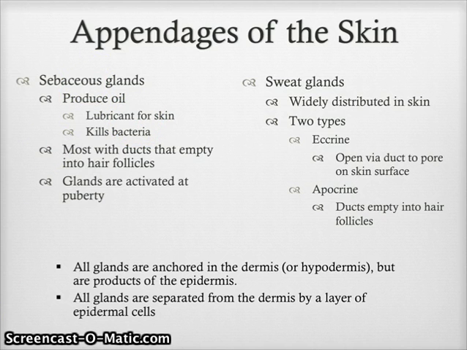Now, sebaceous glands are what produce the oil. Sebaceous glands, this oil works with our skin to help act as both a waterproofing barrier, and it works with some of the other substances we secrete to create a bacterial barrier. Okay. Now, some of these in different parts of the body are activated at puberty.